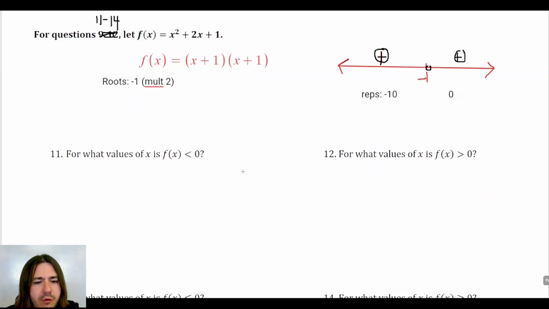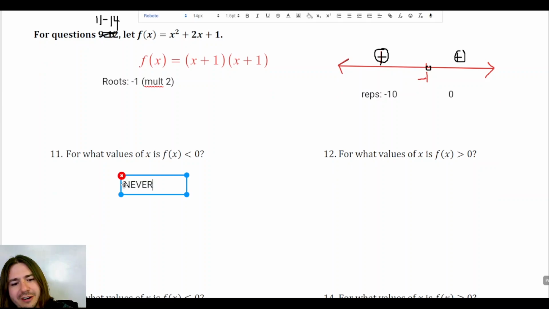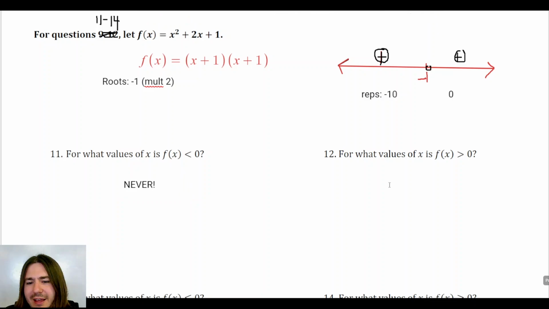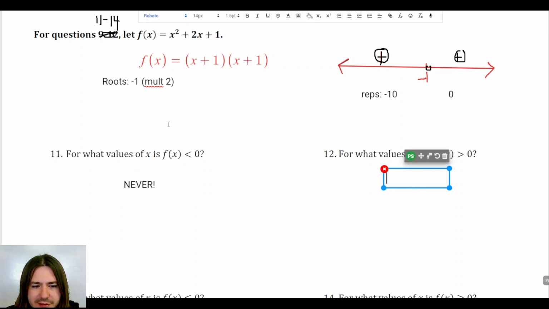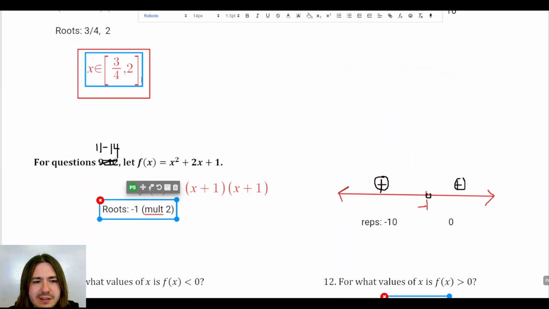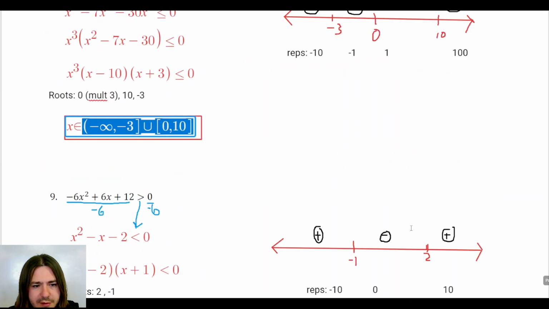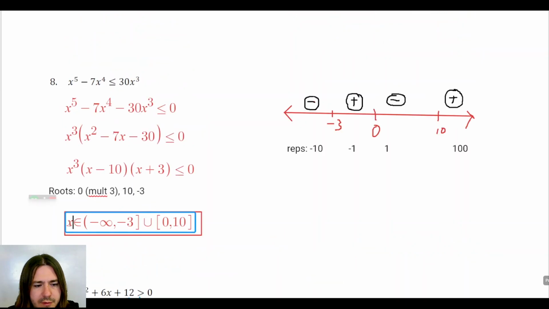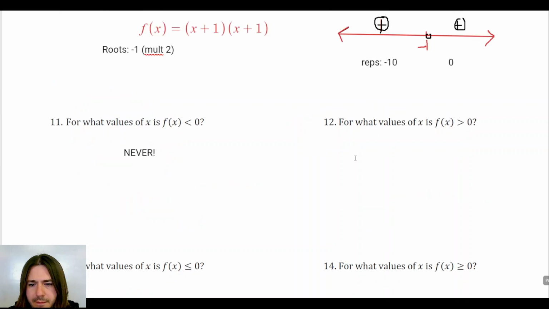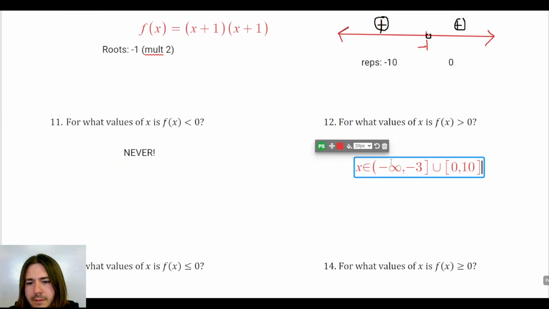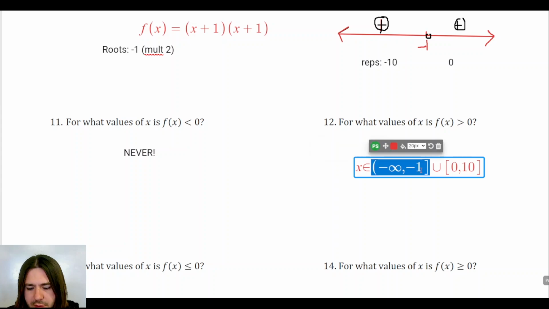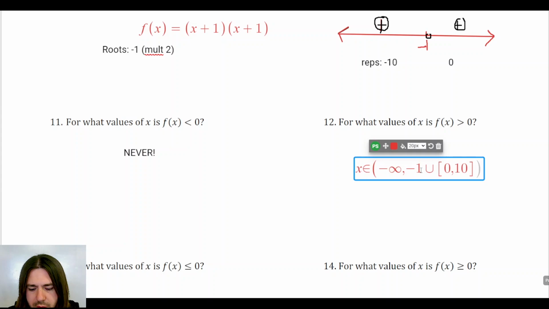So if it's asking for what values of x is f of x less than 0, well, that never happens. It's never negative. For what values is it greater than 0? Here we're going to use set notation. It'll be in between -infinity and -1, and in between -1 and infinity, basically everything except for -1.